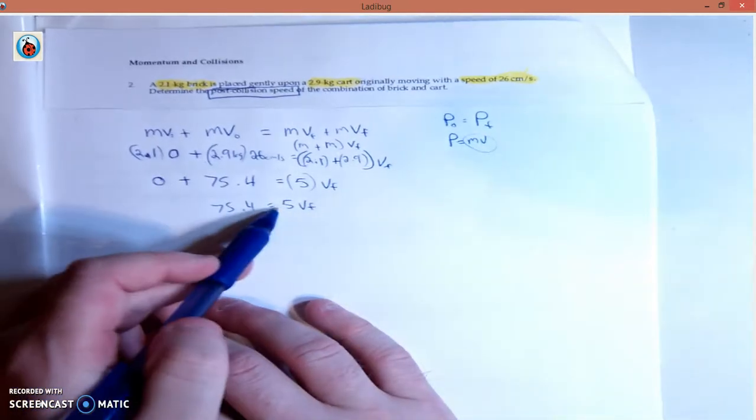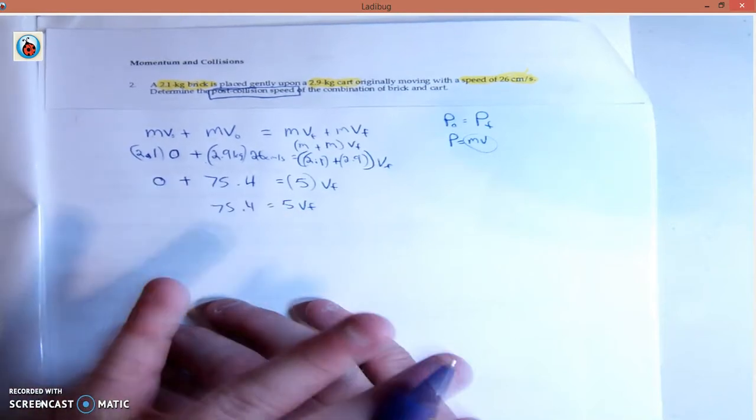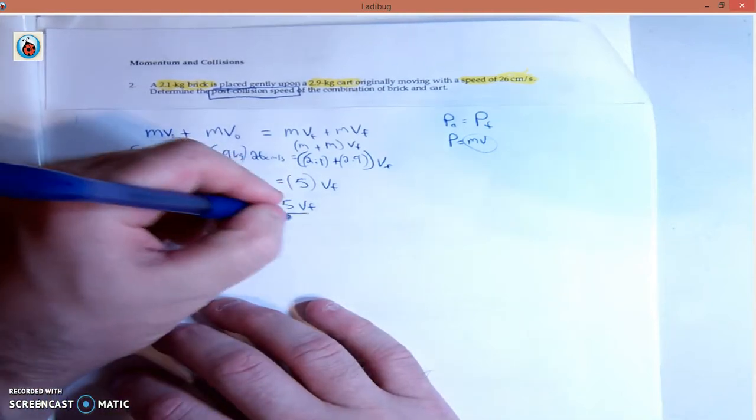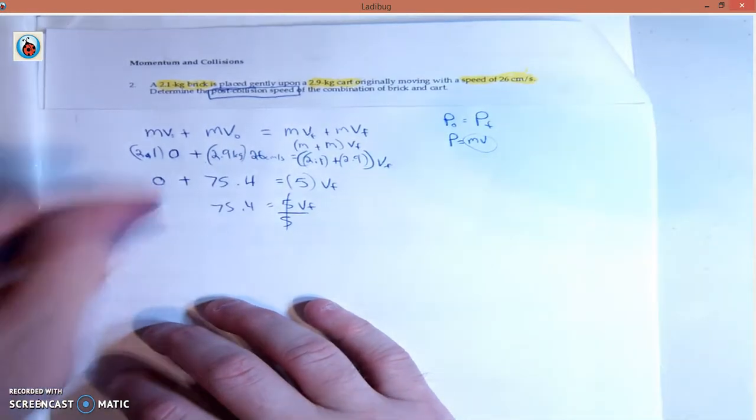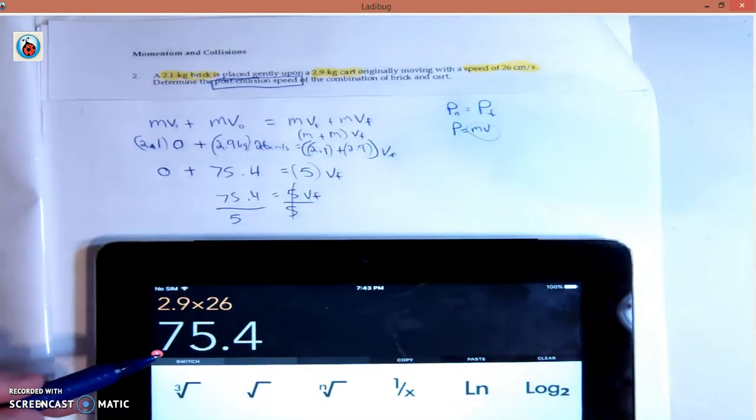How do we get this 5 out? Well, I always do the opposite. It's multiplying here, so we have to make it 1 so it has no impact. I divide by 5, then I cancel. I have to do the same thing to this side, divide by 5. Since it has a decimal point, I will just calculate this. There's my 75.4 left over. I'm going to divide.